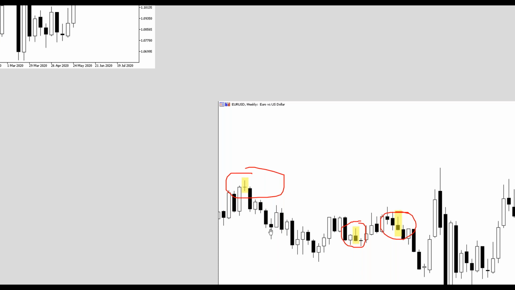You see, it should work most of the time. Sometimes it doesn't. But if you had set your stop loss at the appropriate level, you would have broken even, like in this case over here, because it was a false alert.